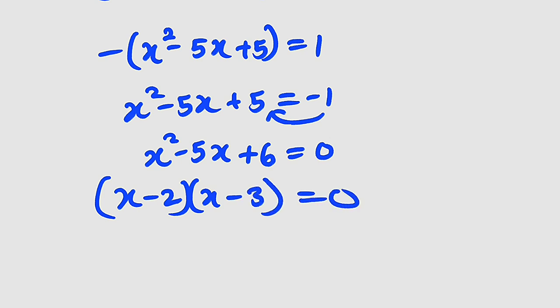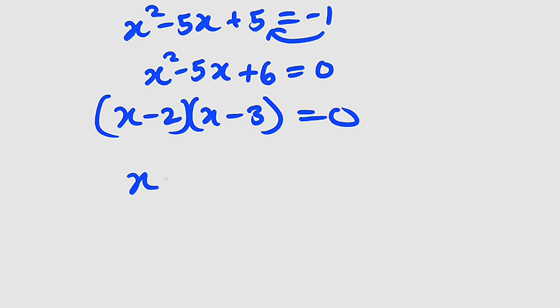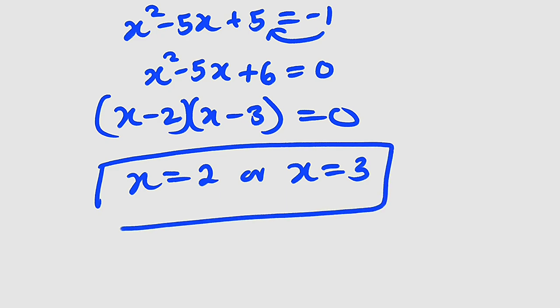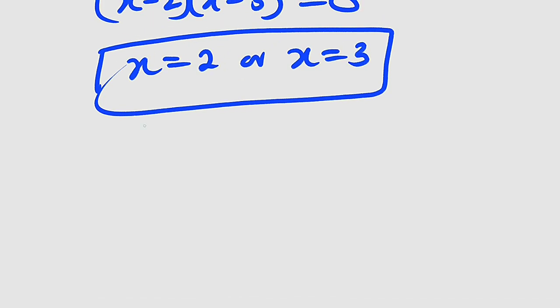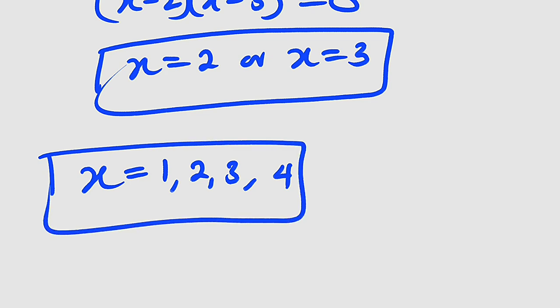By setting each factor to be equal to 0, it implies either x equal to 2 or x equal to 3. Second solution. So far we have 4 solutions: 2, 3, 1, and 4. So altogether, we conclude that x equals 1, 2, 3, and 4. These are the solutions to this problem.